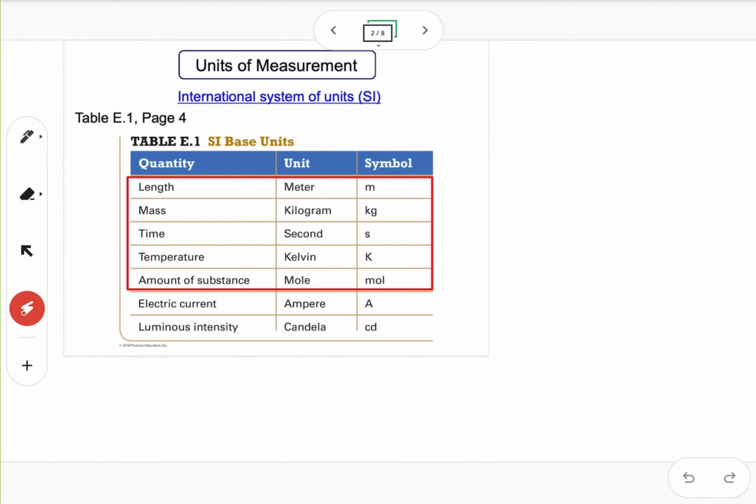This table shows us some common international units. Okay? In the US, we use the English system, like gallon, inch, yard, mile. But in the science community, we often use international units because we want to talk to each other. If we use different systems, then we're going to get confused, as you can imagine.